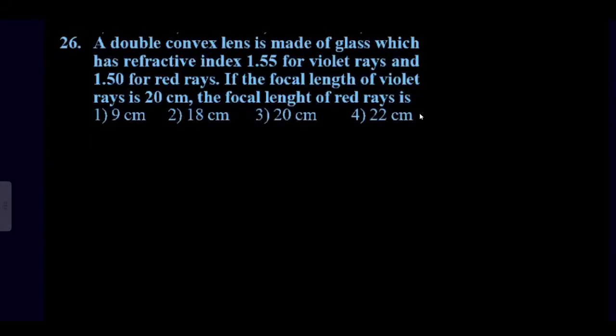A double convex lens is made of a glass whose refractive index is 1.55 for violet and 1.5 for red. If the focal length for violet is 20, find the focal length for the red.